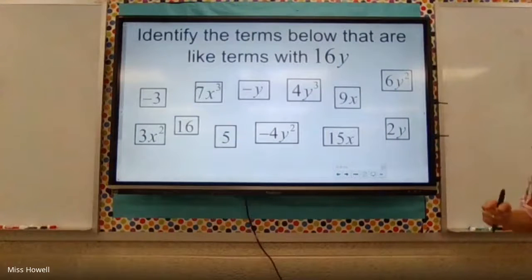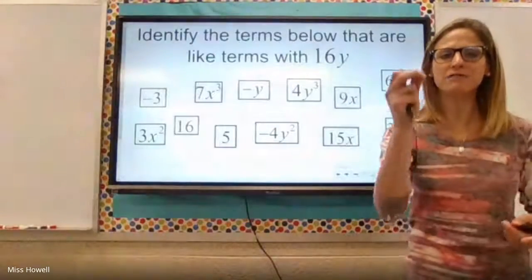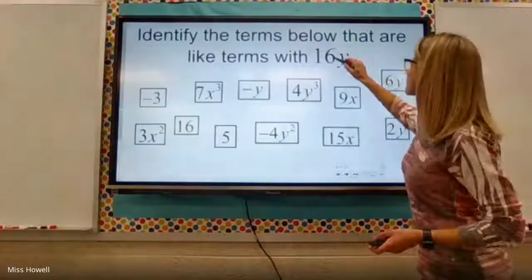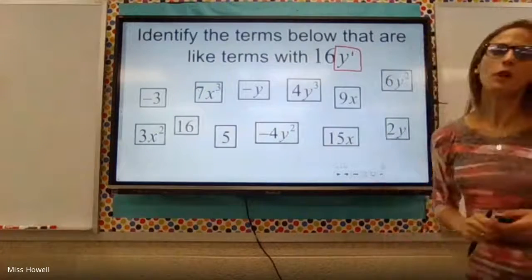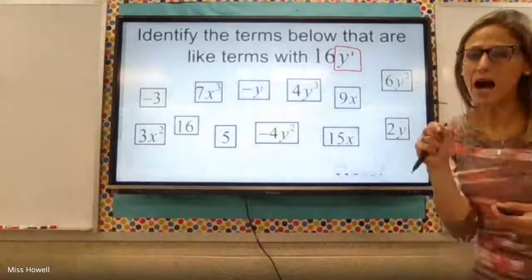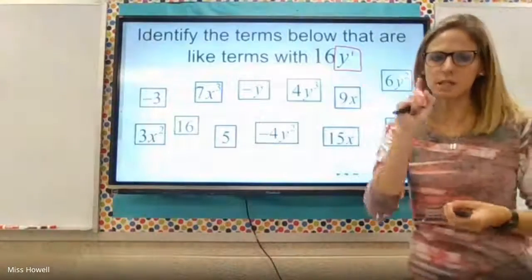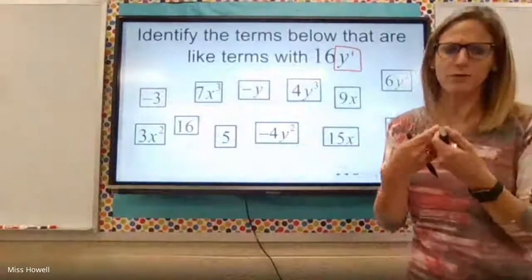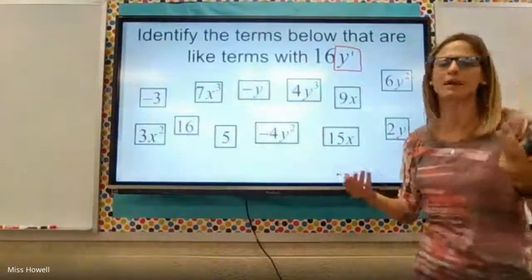So if I gave you this and said, identify the terms below that are like terms with 16y. Remember, we're looking for things that have the same exact variable part as 16y. So the variable part here is really a y to the first power. So we're looking for other terms that have a y to the first, not y squared, not y cubed. It has to have y to the first. If it has a y to the first, we could combine them, we could add them up. If not, they would have to stay separate and they can't be combined with one another.